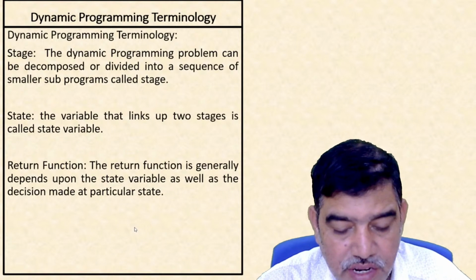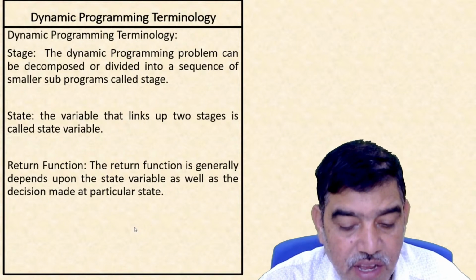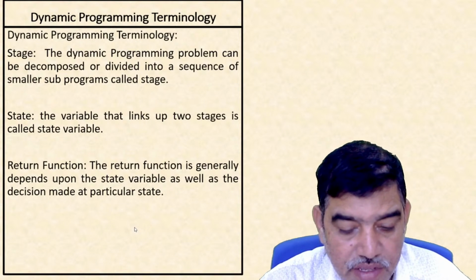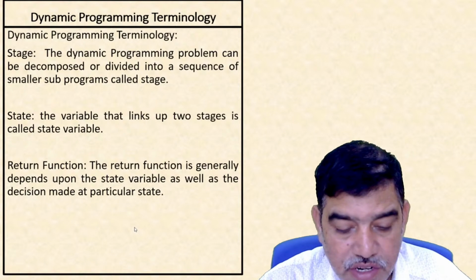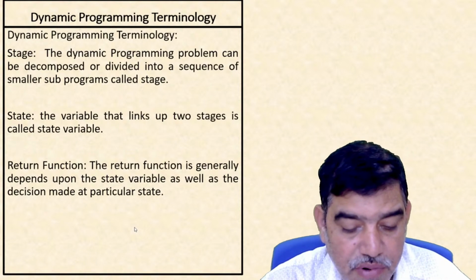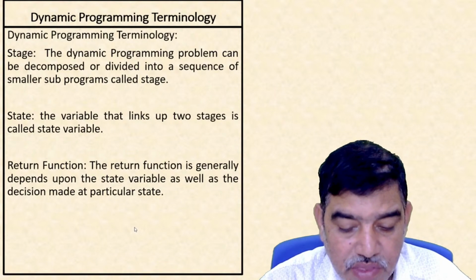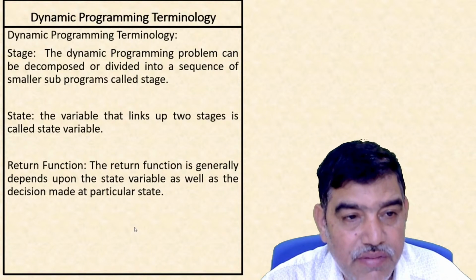Each stage in a dynamic programming problem has a certain number of states associated with it. These states represent various conditions of the decision process at a stage. The variables that specify the condition of the decision process or describe the status of the system at a particular stage are called state variables. In general, the variable that links up two stages is called a state variable.